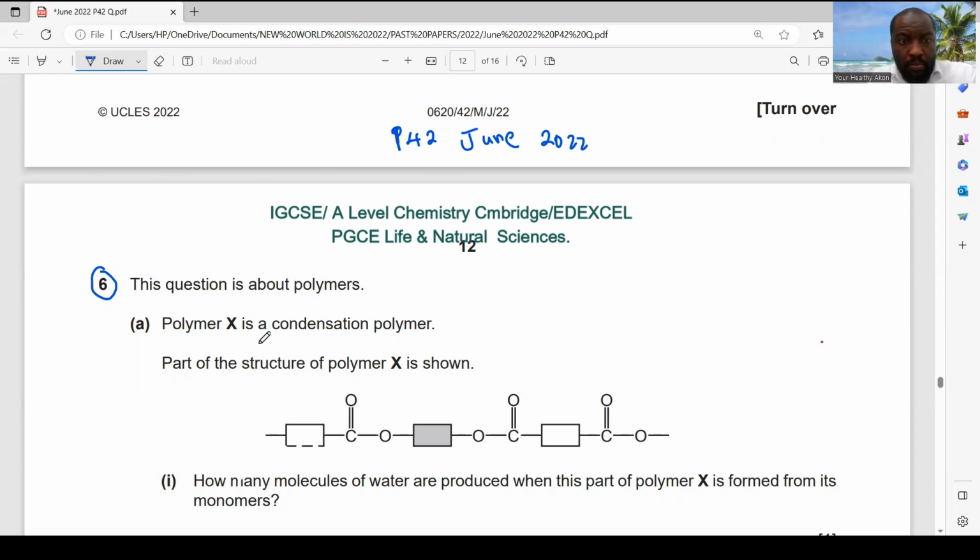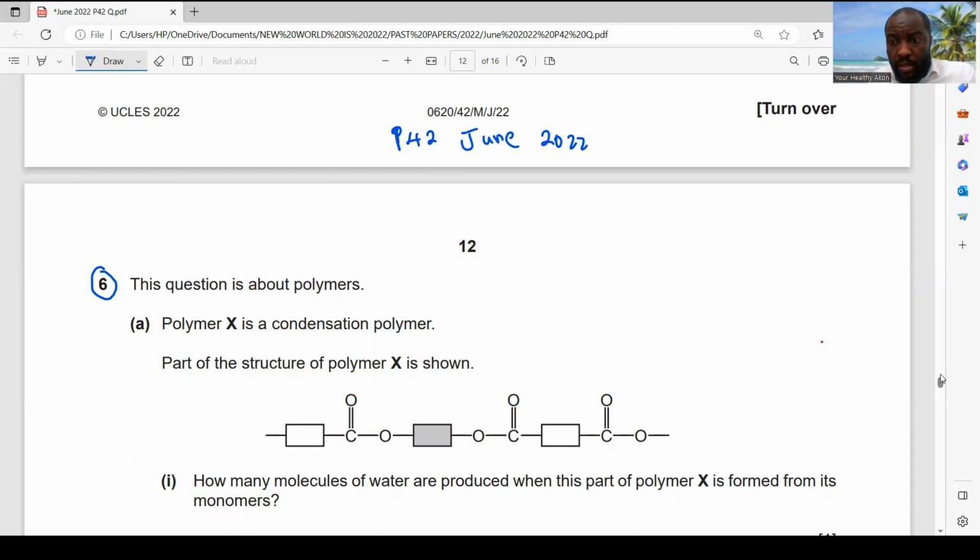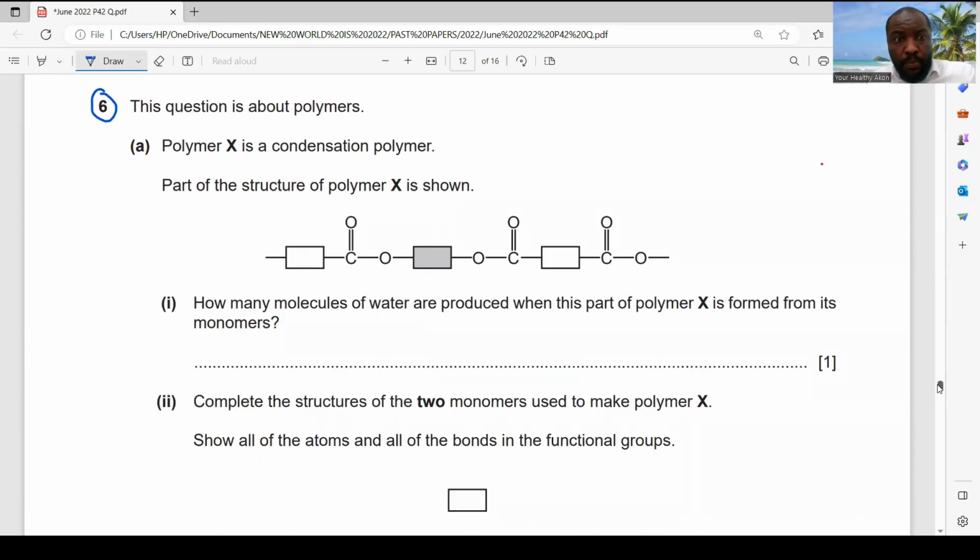The question is about polymers, like we said. Polymer X is a condensation polymer. Part of the structure of polymer X is shown, and you have that. How many molecules of water are produced when this part of polymer X is formed from its monomers?